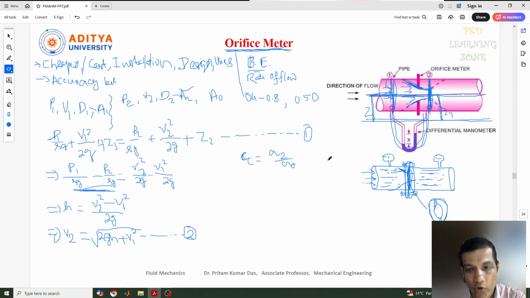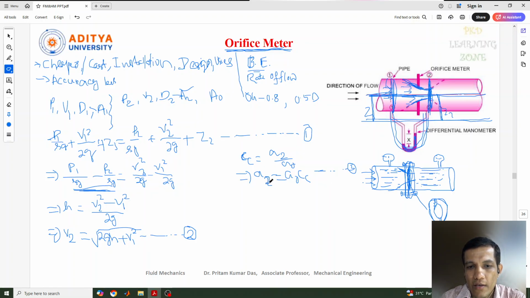Okay, so how much contraction is there from here to here? To find out this one, I have written the Cc. So Cc equal to this value, and here I can also write A2 equal to A naught into Cc. Okay, this is one value, and we can call this equation 3. Now the value of A2 is there.